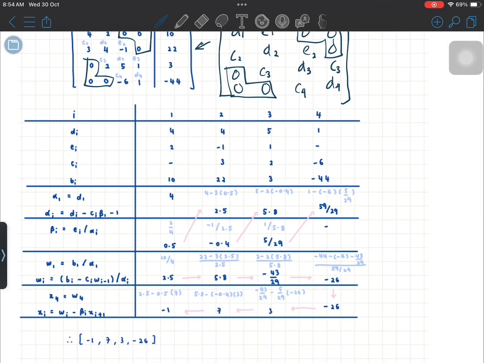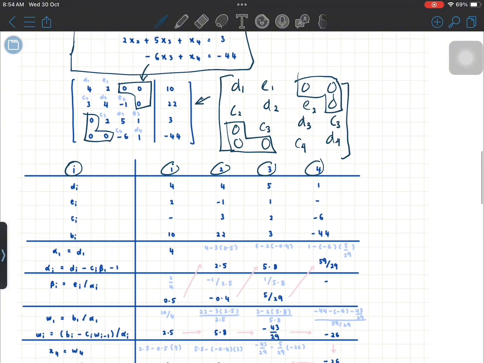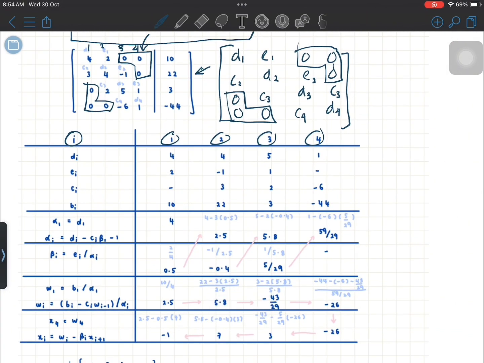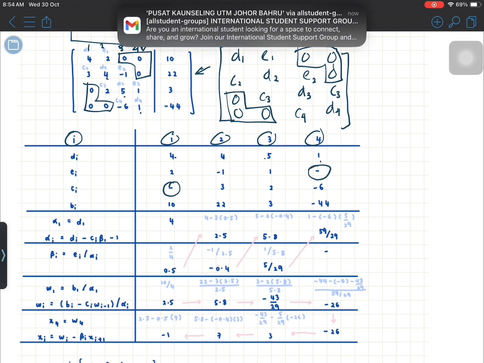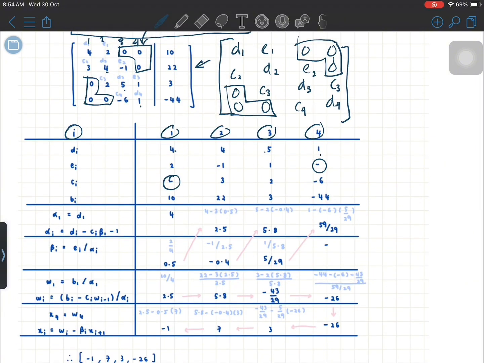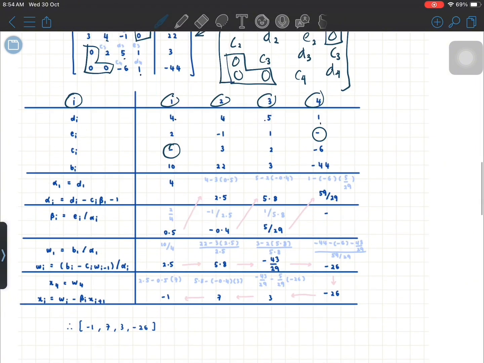So here it's just the same. The iteration is 1, iteration 2, 3, and 4, because we have 4 columns here. And then we just need to insert the values of D, E, C, and B based on the matrix that we have done. So here is 4, 4, 5, 1 for the D, and 3, 2, 6 for the C. We don't have any C1 component, so we just put a dash. Same goes to the E. We don't have any E4 component, so we put a dash. And for the B, we have 10, 22, 3, negative 44. So we already put it in the table.